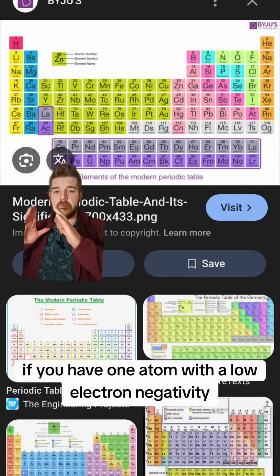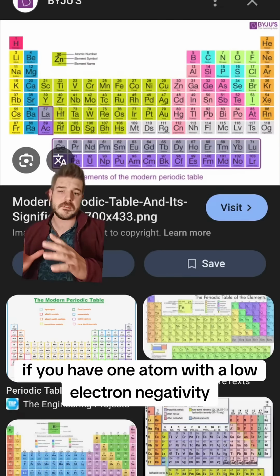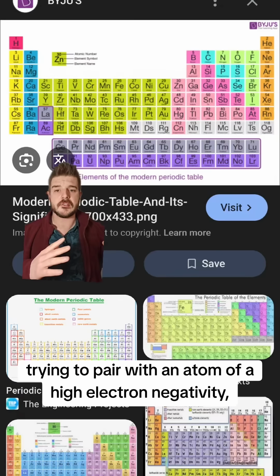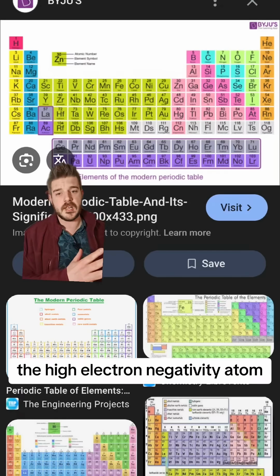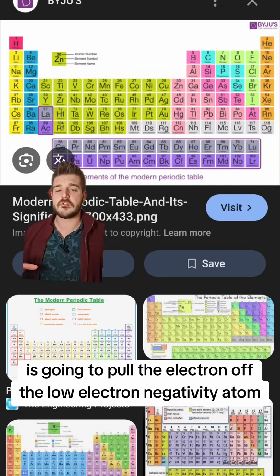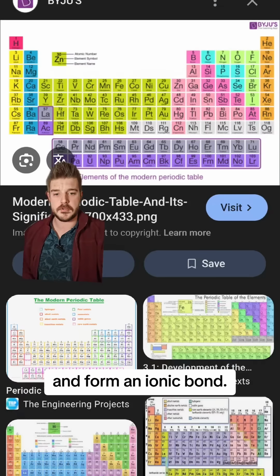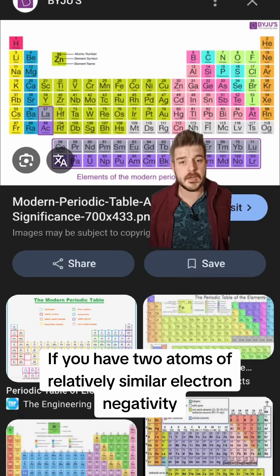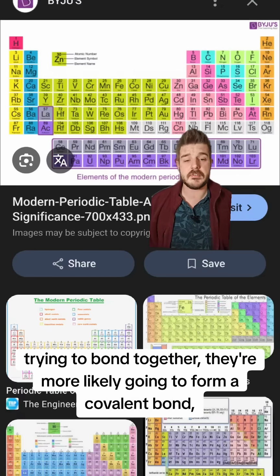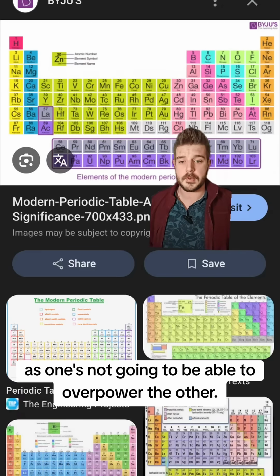Now that means if you have one atom with a low electronegativity trying to pair with an atom of a high electronegativity, the high electronegativity atom is going to pull the electron off the low electronegativity atom and form an ionic bond. If you have two atoms of relatively similar electronegativity trying to bond together, they're more likely going to form a covalent bond, as one's not going to be able to overpower the other.